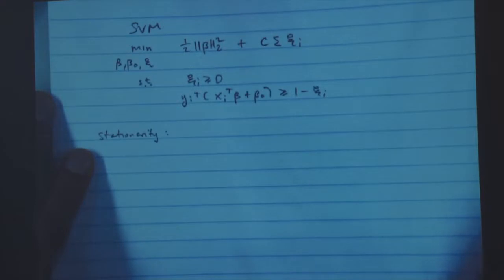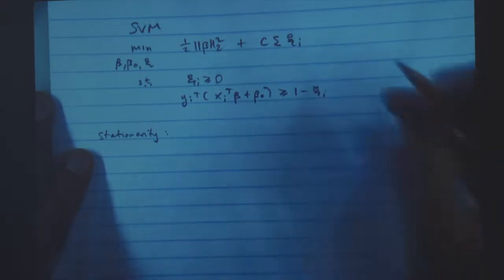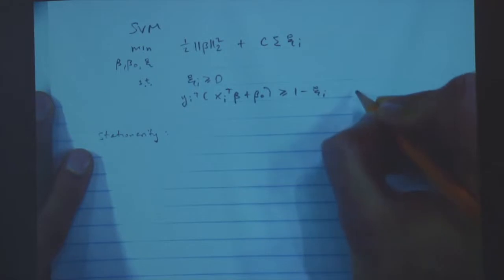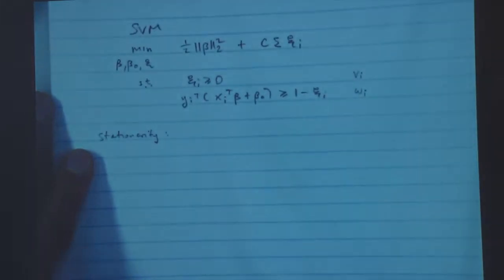So let's first differentiate with respect to beta, and let's put down a set of dual variables. I think I called them wi here and vi here. These have to both be non-negative.